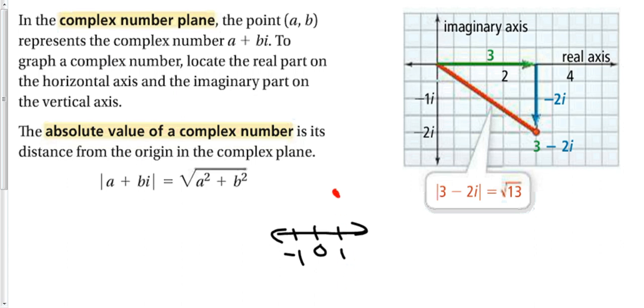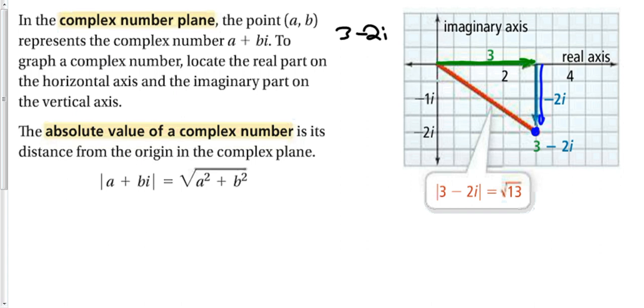Okay, so look up here on the graph, and we can see that this is the graph of 3 minus 2i. So I would go, in green, I went right 3, and I stopped right there, and then I went down 2i. And we have my point, which would be right there. That would be 3 minus 2i. Okay? Real parts are on the horizontal, imaginary parts are on the vertical. And then the absolute value would be its distance from 0.